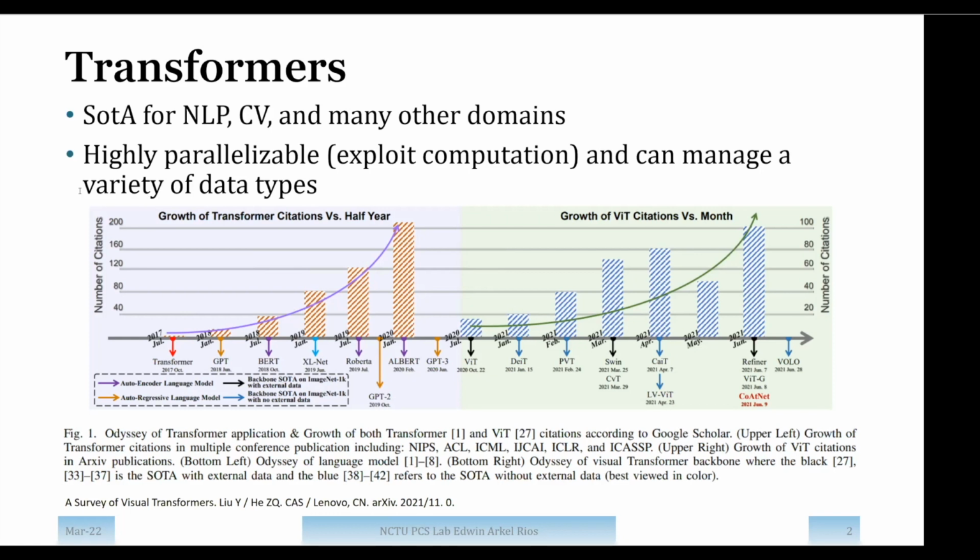And I think one of the reasons why transformers have been widely adopted and extremely successful in the past few years is mostly the same reason that Rob just mentioned, the hardware lottery. Basically, they are really suitable for our current accelerators like GPUs and TPUs. So they are highly parallelizable and they can exploit computation. And another reason is that they can manage a variety of data types.